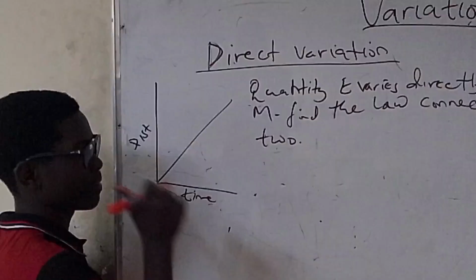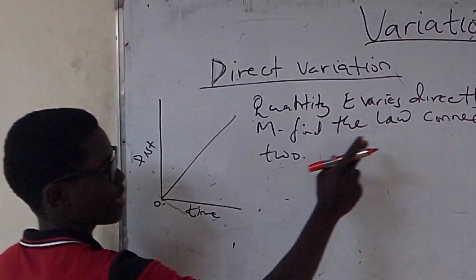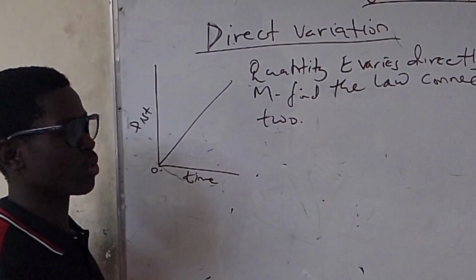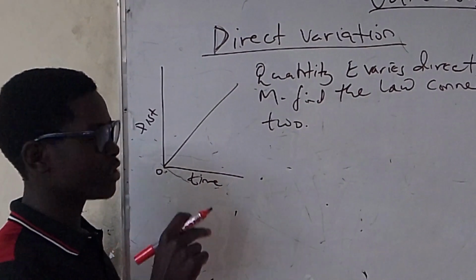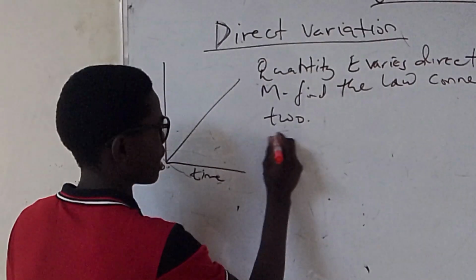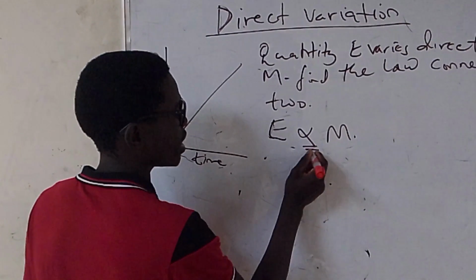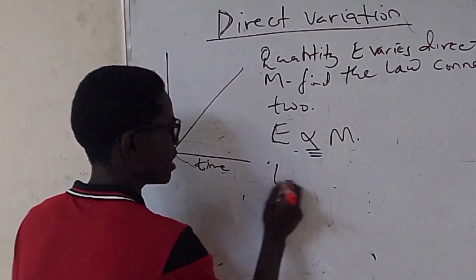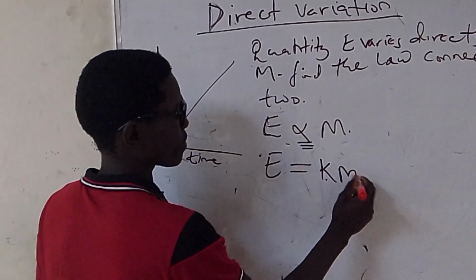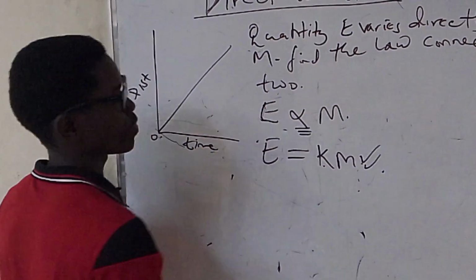So let's see this example. A quantity E varies directly as M. Find the law connecting the two. We are going to use the sign of proportionality before introducing the equal sign. After introducing the equal sign, we introduce the constant. So we say E is equal to KM. That is the law connecting the two.